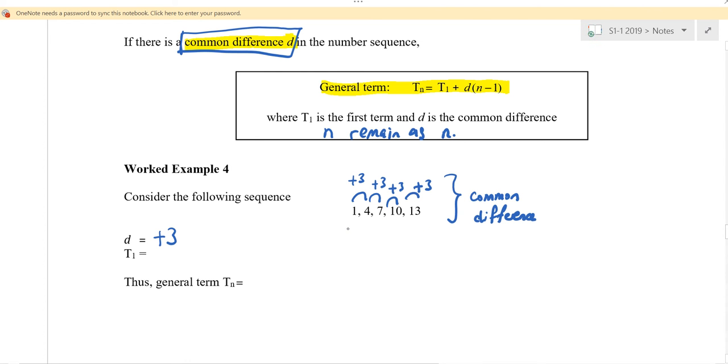Looking at this number sequence, which number is term number 1? 1. So this is 1. Abhishek, I want to apply the formula. Term N equals to this fella here. How do I write?